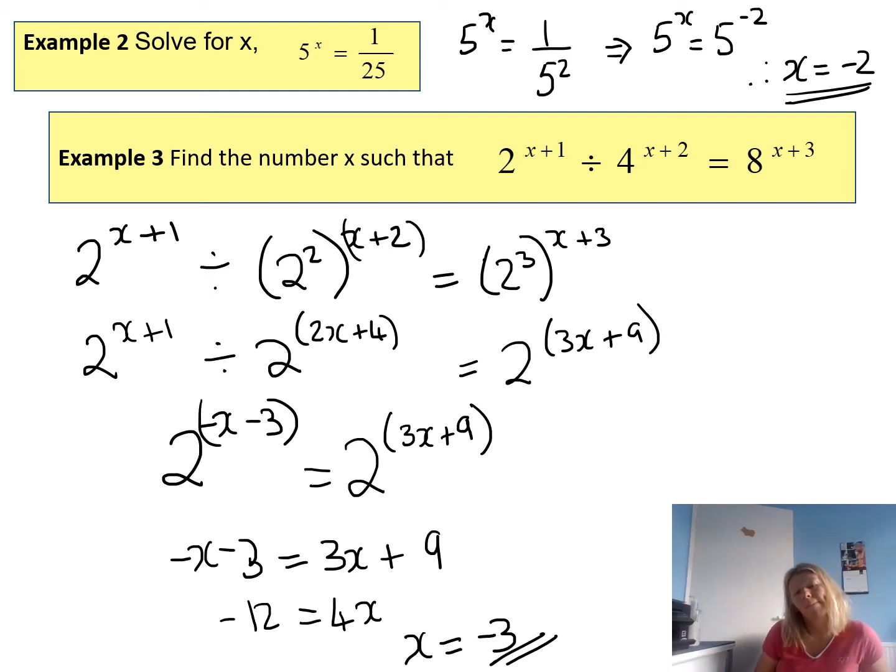Super. Hard one, that one. You'll get some practice, I'm sure, in the homework.